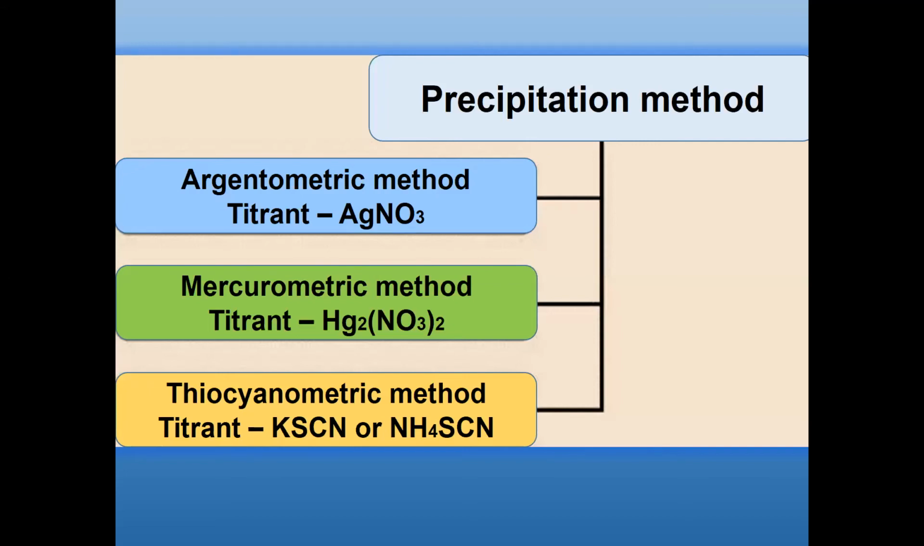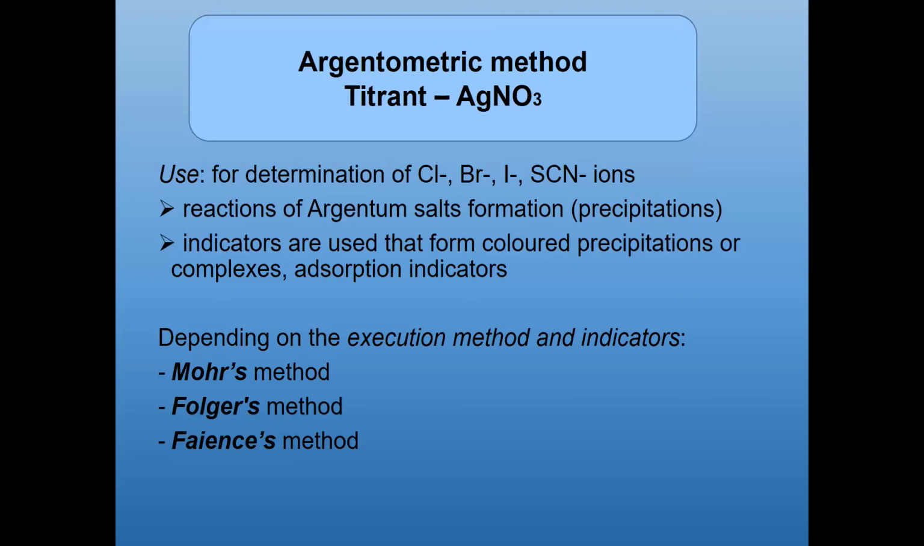Precipitation methods: argentometry, mercurometry, thiocyanometry. You can see titrants. Argentometry is used for determination of halogen ions, through reactions of silver salt formation and precipitation. Depending on the execution method and indicators, there are the method of Mohr, the Volhard method, and the Fajans method.